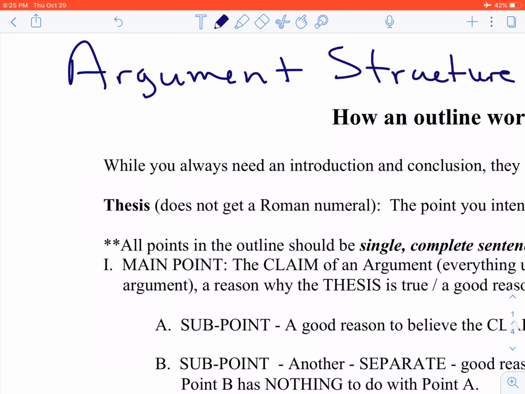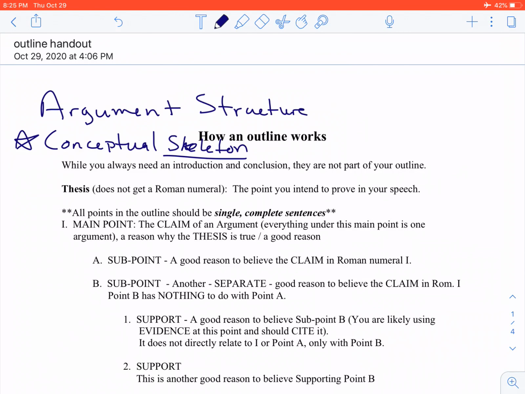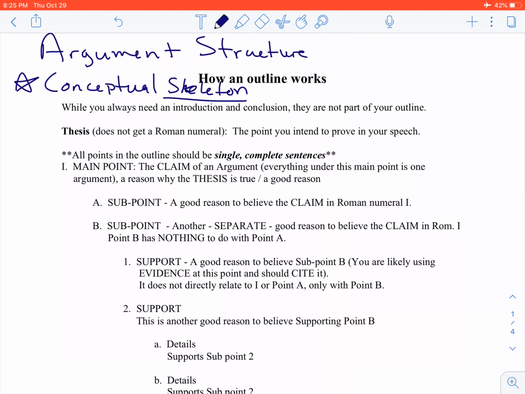And in that sense, what we're dealing with is not so much just an outline as a conceptual skeleton. Especially when we think of it in relationship to a speech, this is really not the speech itself, but the skeleton of the speech, the underlying structure and logic that you will use in your speech. So, a couple of key things to consider and understand as we're going through.